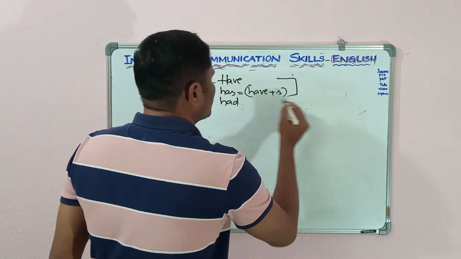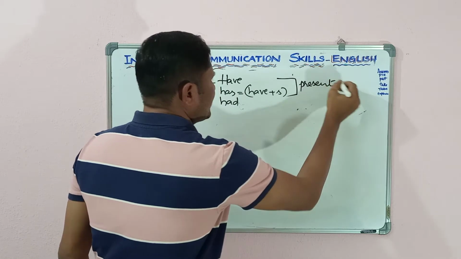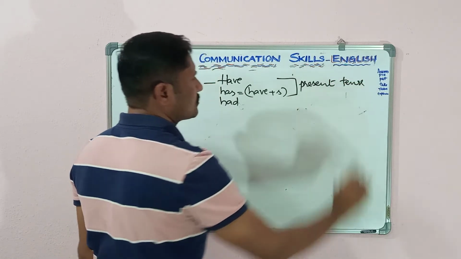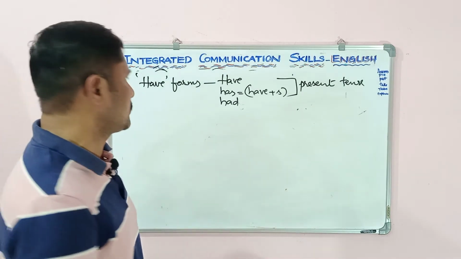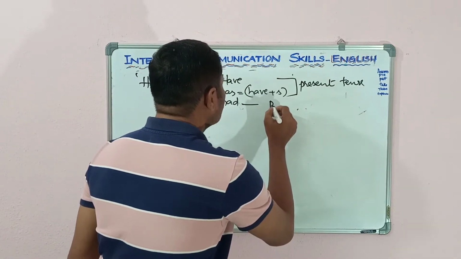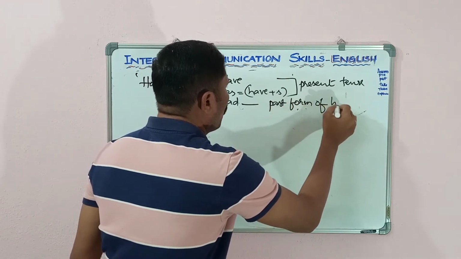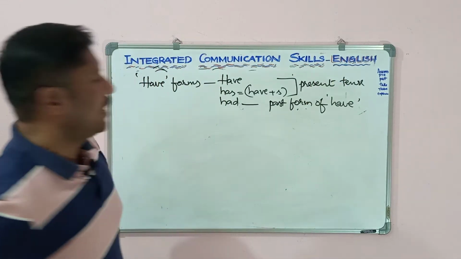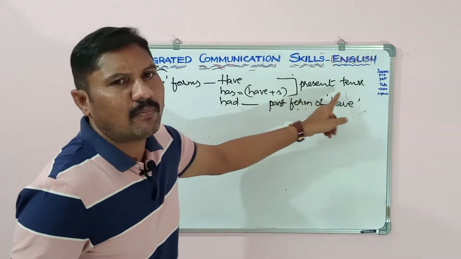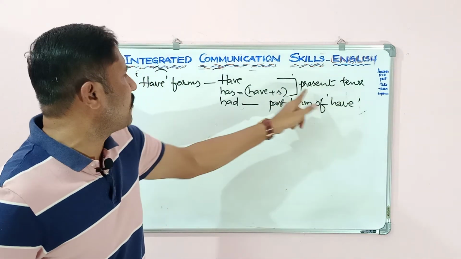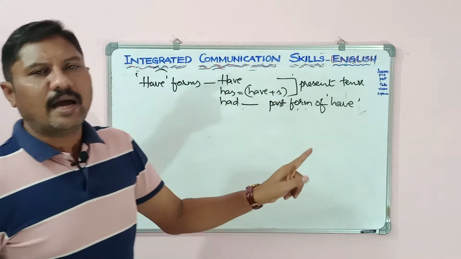Have and has are present tense have forms. But had is the past form of have. Have and has, these two are the present form of the verb have. But had is the past form of have.